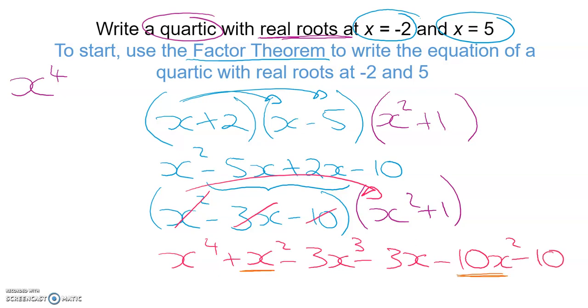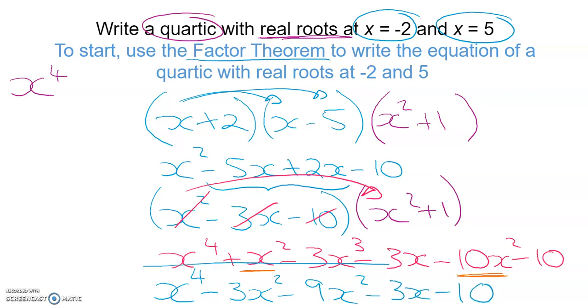Okay, so now I'm going to neaten it up by collecting the like terms, and I end up with x to the power of 4 minus 3x cubed minus 9x squared minus 3x minus 10, and that is the quartic that the question is asking for.